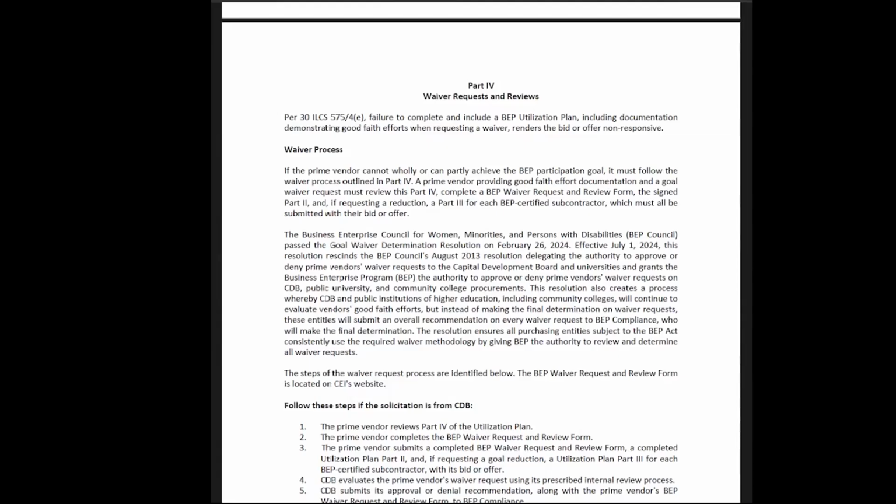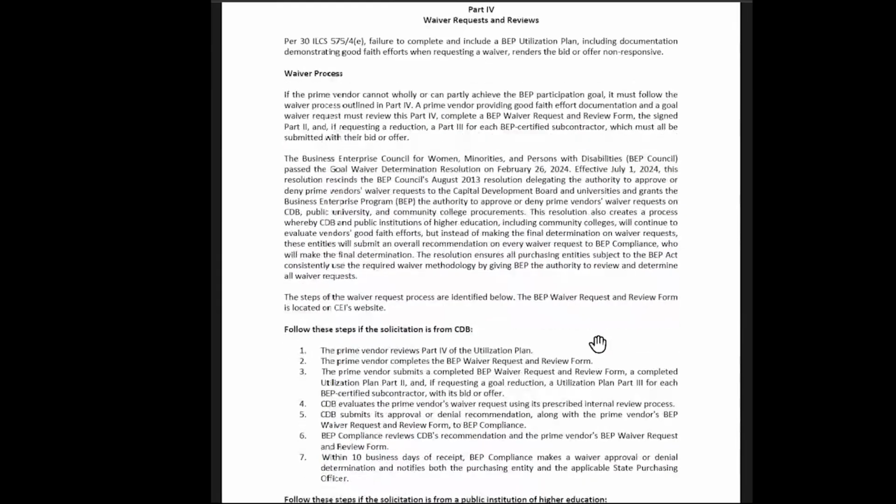Now, the waiver process: review the instructions, complete the separate BEP waiver request and review form, and submit. Signed Part 2, the request and review form, and if requesting reduction, Part 3 or Part 3s if you have multiple subcontractors. Purchasing entity conducts initial review, and then BEP compliance issues the final determination within 10 business days.